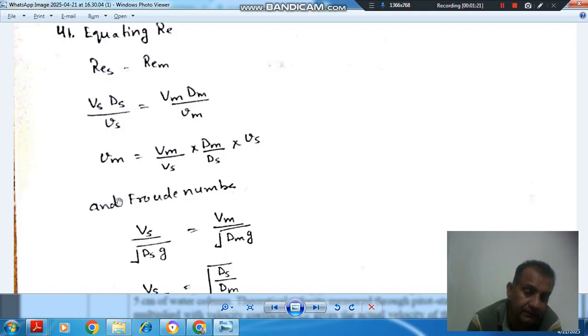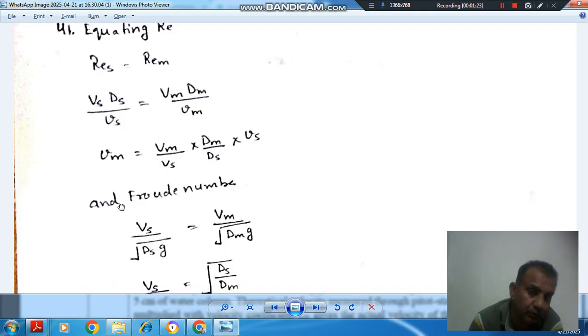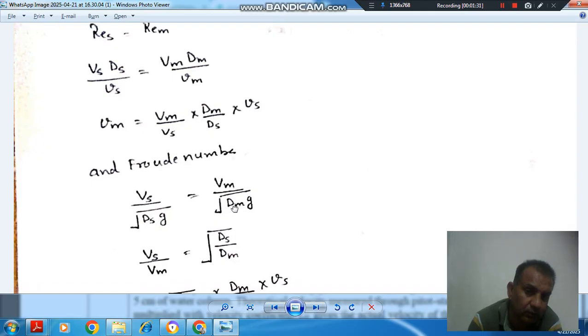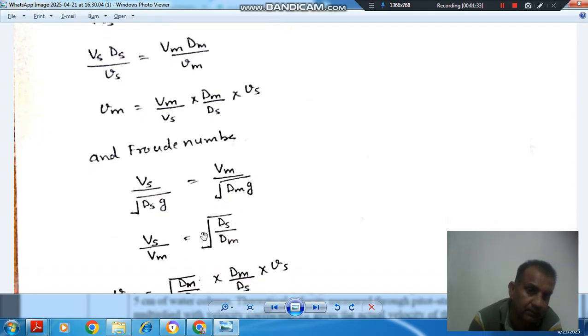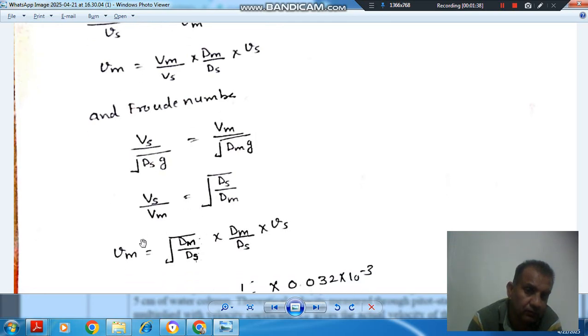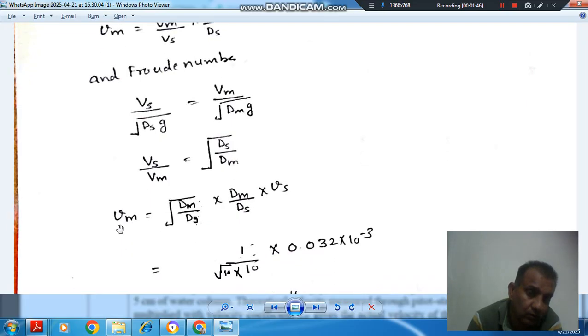Now, as gravity and inertia forces are also predominant, we can also equate the Froude number. So Vs by root dsg is equal to Vm by root dmg, or Vs by Vm is equal to root ds by dm. Now Vm by Vs can be put here from this. So the kinematic viscosity of the model comes out as root dm by ds into dm by ds into νs.